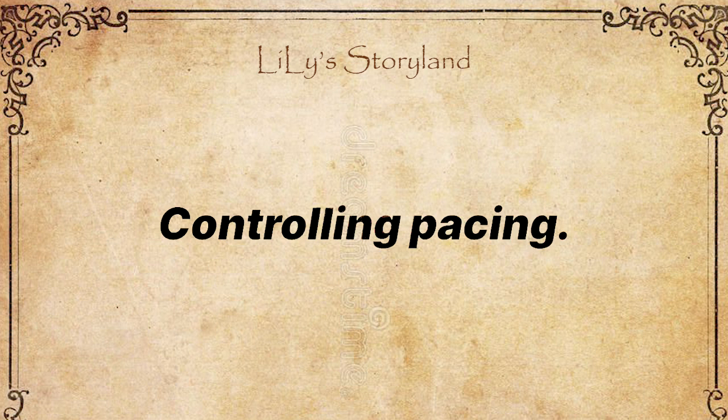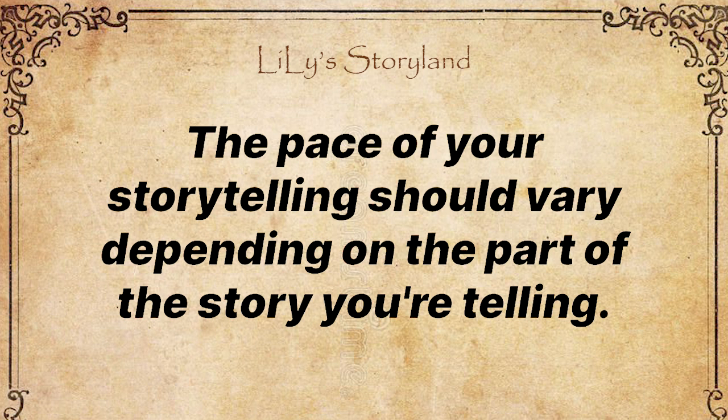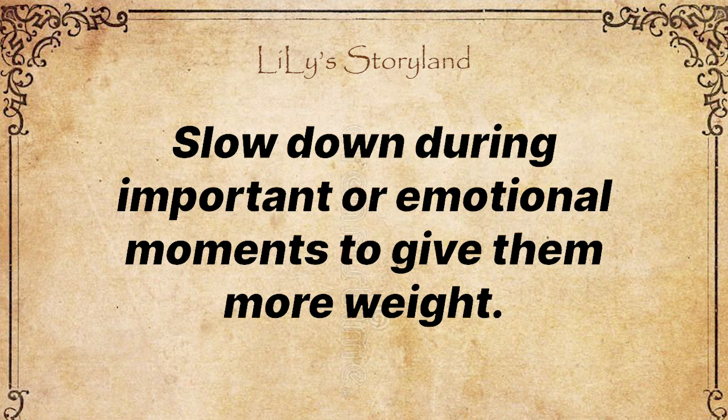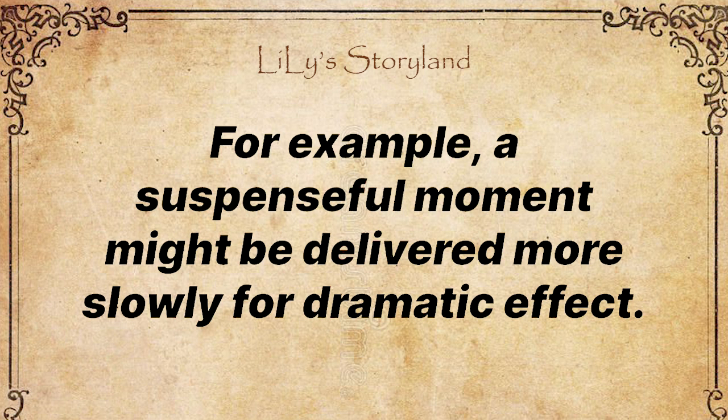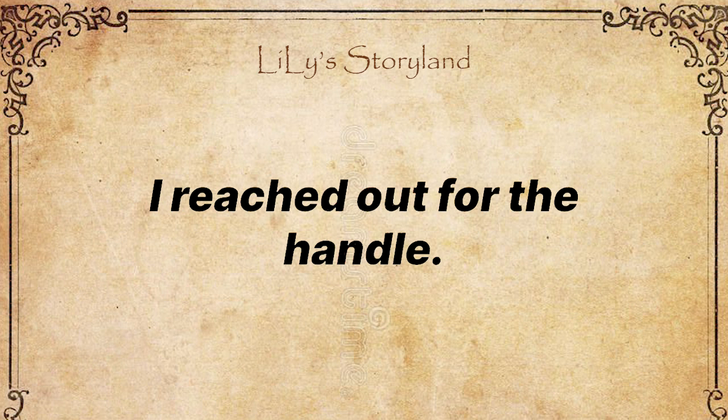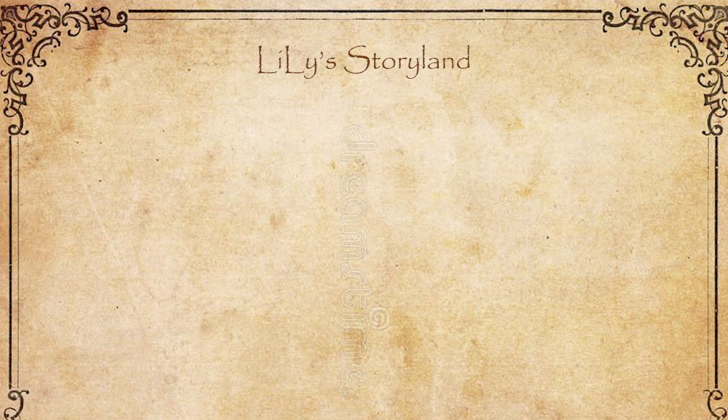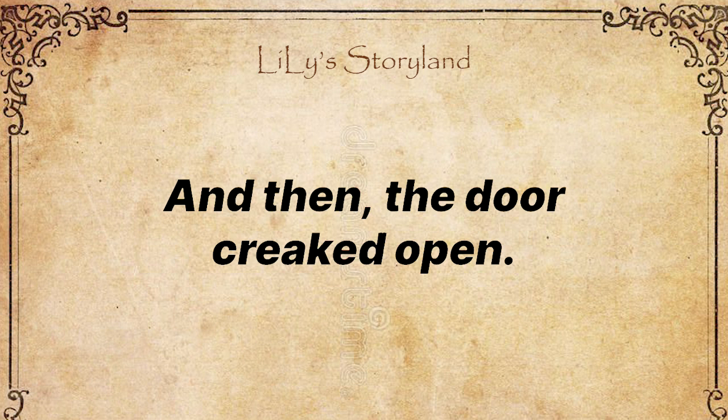Controlling pacing. The pace of your storytelling should vary depending on the part of the story you're telling. Slow down during important or emotional moments to give them more weight, and speed up during less significant parts to maintain the listener's attention. For example, a suspenseful moment might be delivered more slowly for dramatic effect. "I reached out for the handle. My heart was pounding. And then, the door creaked open."